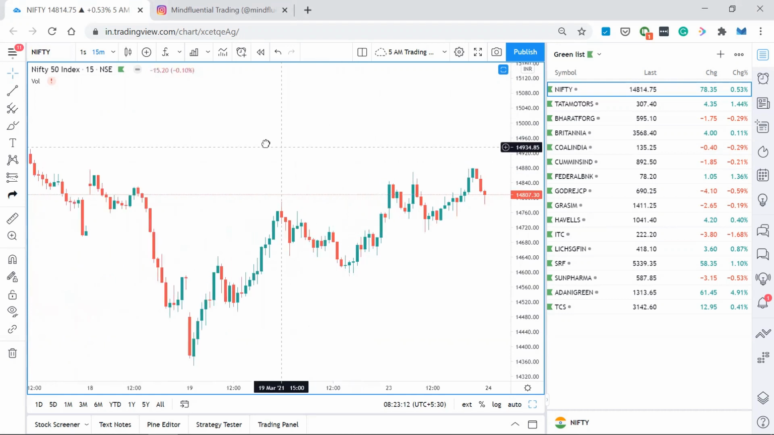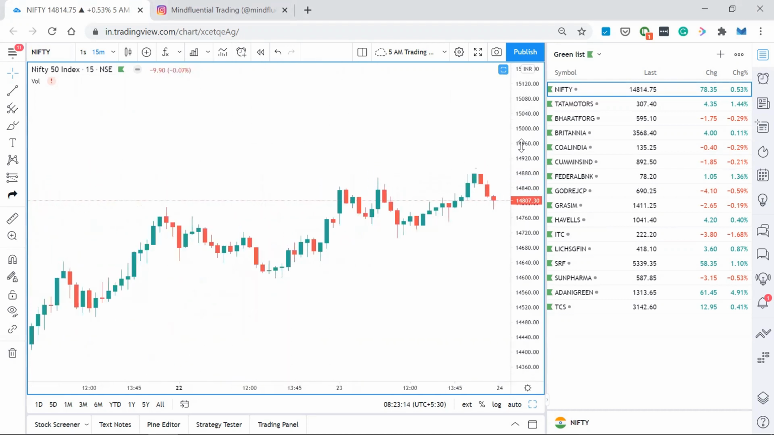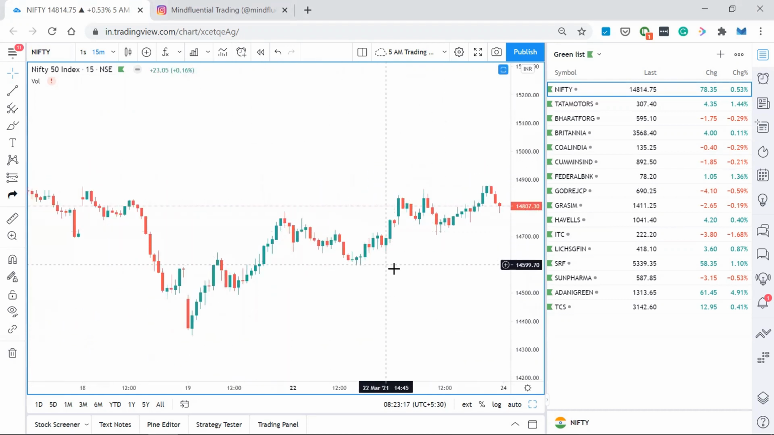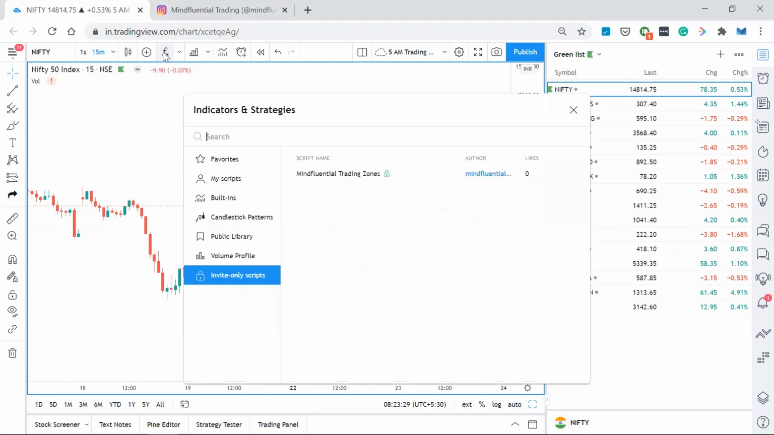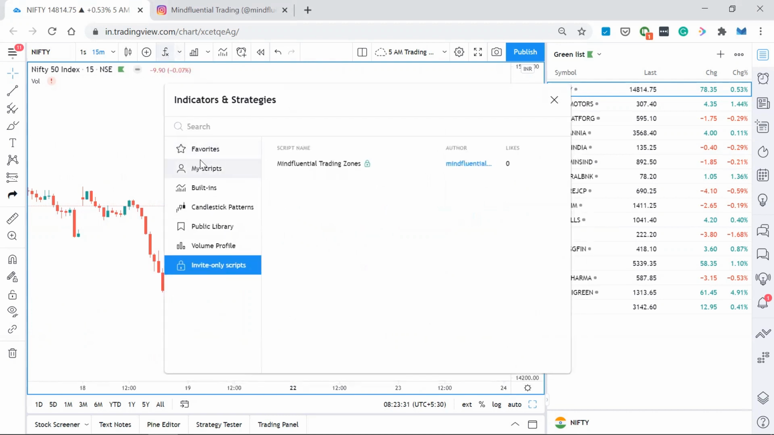You will see a chart like this, and once I message you or inform you that I have given you the free access, what you need to do is go to this fx icon. Here the indicators and strategies are there, right? So click on that. Once you click, you will have these things: favorites, my scripts, built-ins, etc. Here in the last, you will see invite only scripts. Once you click on invite only scripts, you will see this script, my influential trading zones. So just click on that.